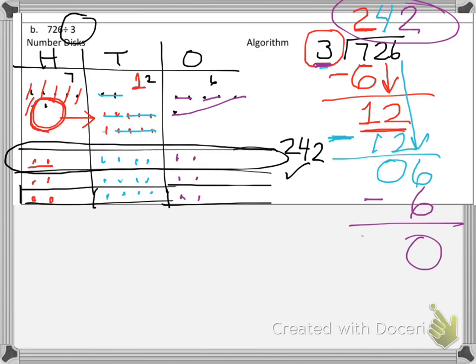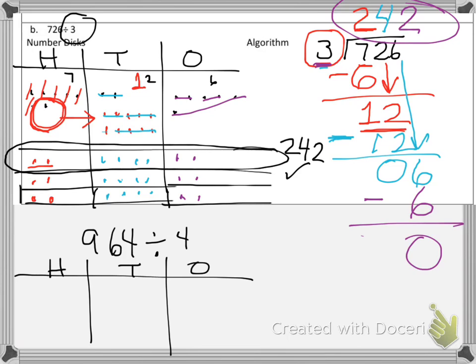So I hope that was helpful. And now you can try the homework on your paper. In the last problem, I just want to tell you, 964 divided by 4, I want you to make the dots and the groups. So I just gave you a place value chart, and I wrote the little numbers at the top, but I want you to make the dots.